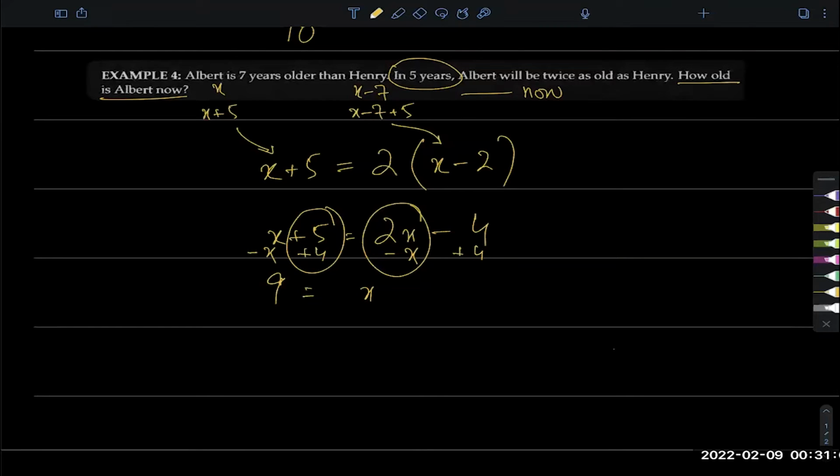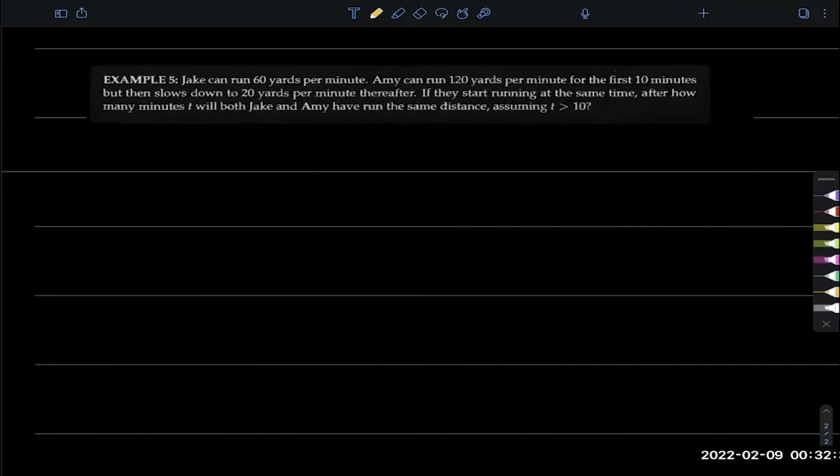Okay, so don't you have to always move the X's to the left, though? No. It's an equation. Left is equal to right. Right is equal to left. Okay, sir, fair enough.